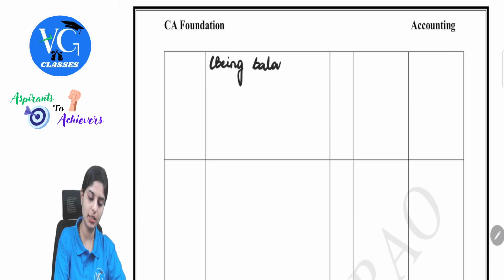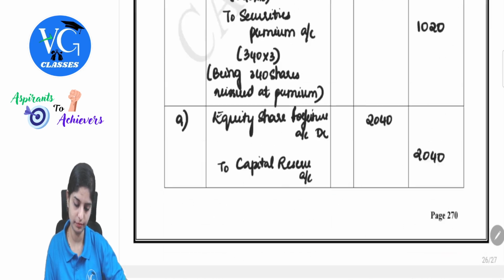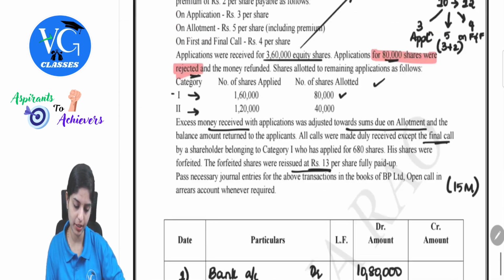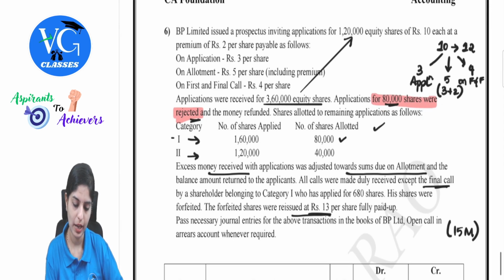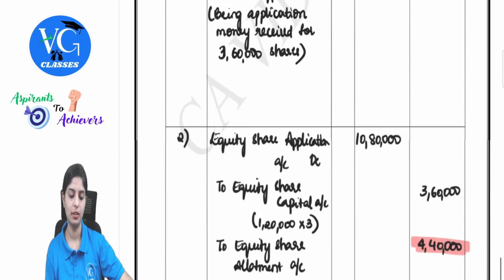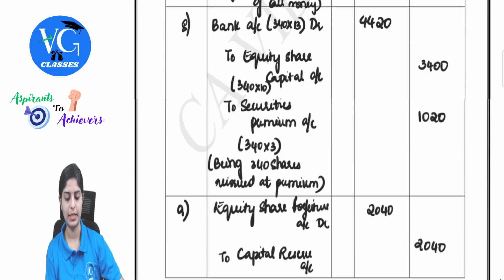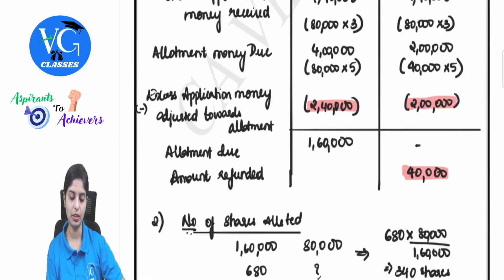Being balance in share forfeiture transferred to capital reserve. So just looking, is there any point missed? So application allotment, pro rata done, and then forfeiture of shares for non-payment of call. Yes. So this completes our question.